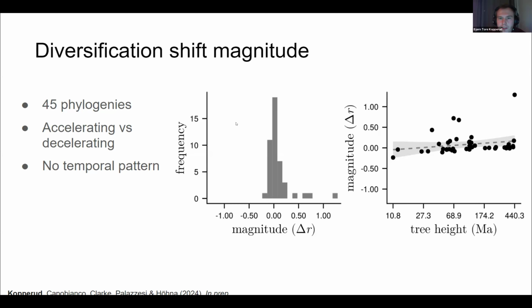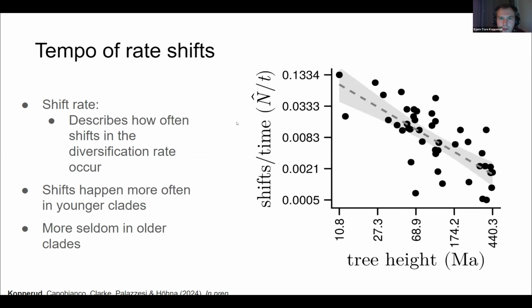Now, we also investigated the tempo of rate shifts, or the shift rate, and this is a measure of how often the shifts in the diversification rate happen. And in short, we find that shifts happen more often in young phylogenies, and they happen more seldom in old phylogenies. And this difference is quite large. It's about 2 orders of magnitude between the youngest and the oldest phylogeny. This is on average, but there is also a lot of deviation from the average. So a lot of dataset specific variation.